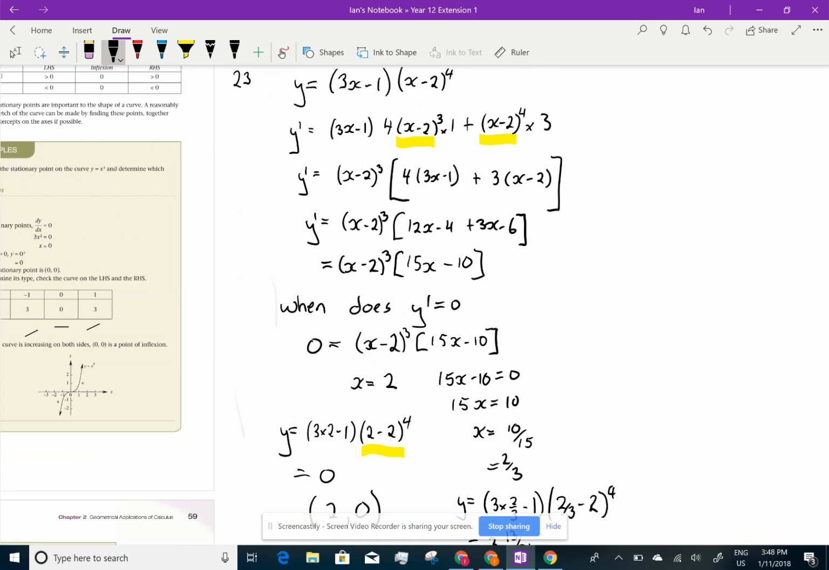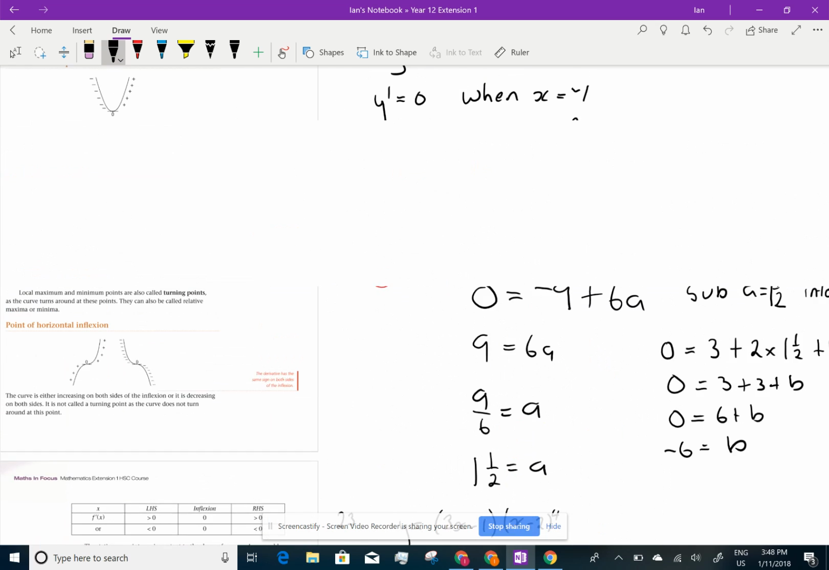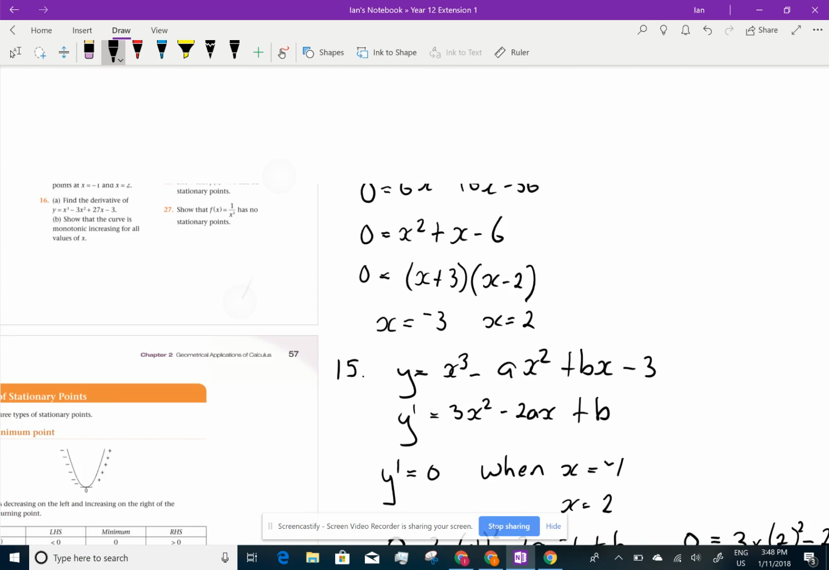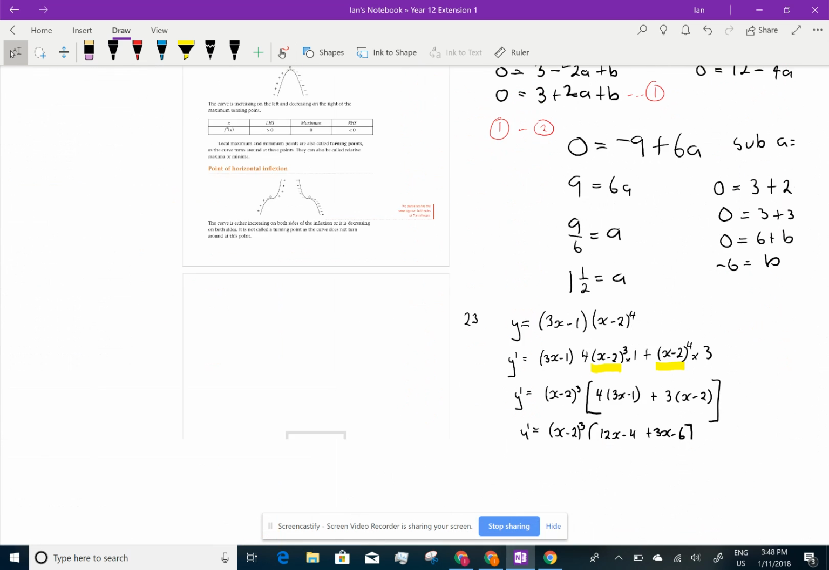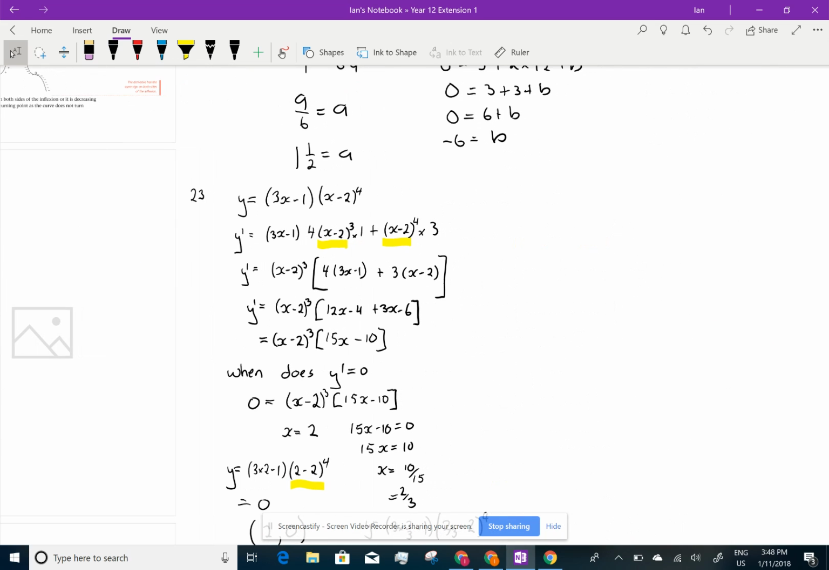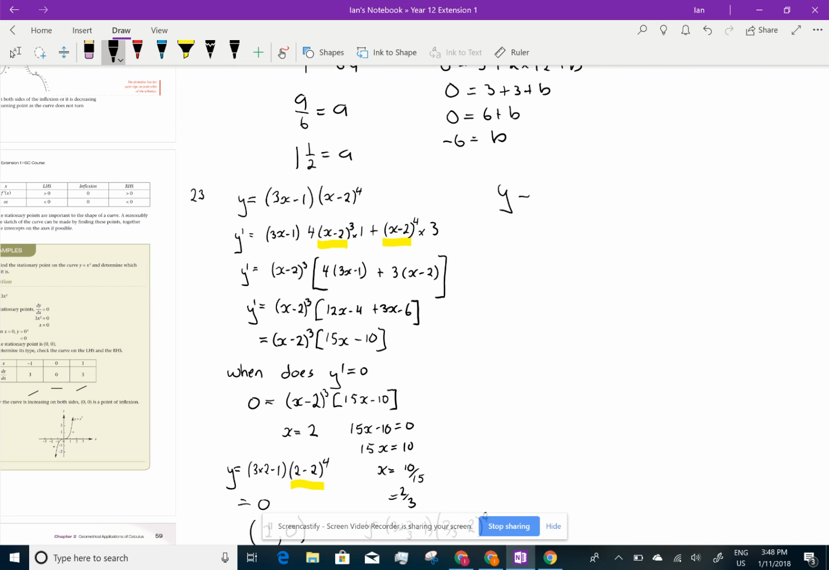I'm going to do one more, and I'm going to leave it to you then. So let's have a look. I'm going to do 24. I want you to have a go at it first. X root x plus 1. Find the stationary point and exact value. So 24, because I reckon you're going to have a bit of trouble there. So 24, y equals x root x plus 1.